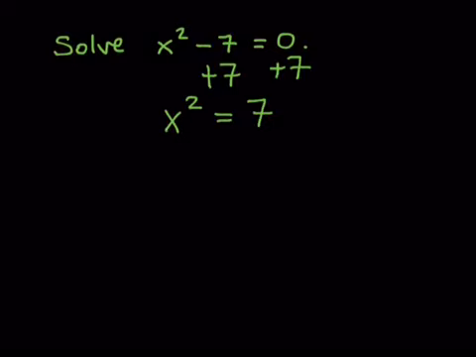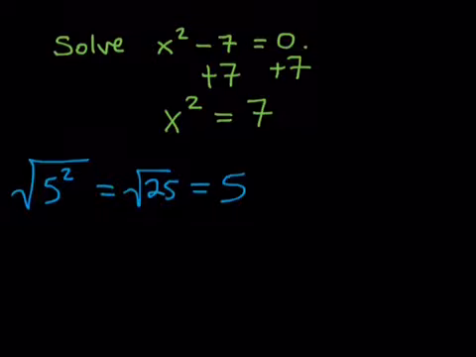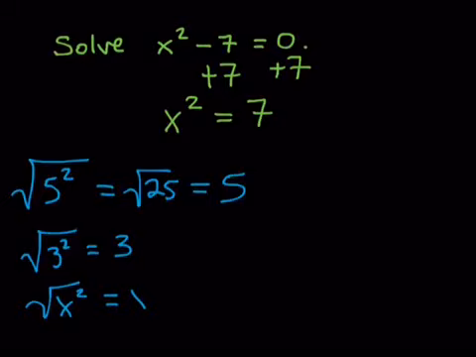Okay, so the next step is to use a square root on both sides of the equation to cancel this square. Let me put this off to the side real quick. The square root of 5 squared is just 5. A square root and a square will cancel. The explanation is that the square root of 5 squared is the square root of 25, which is just 5. So the square root of 3 squared would just be 3, and the square root of x squared would just be x.